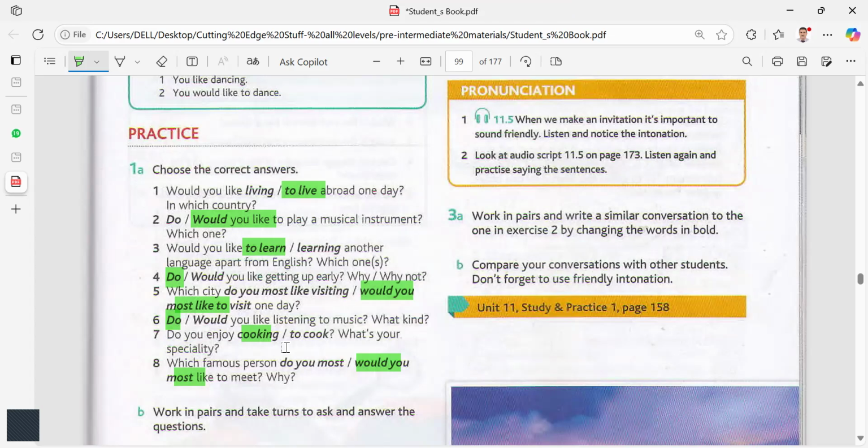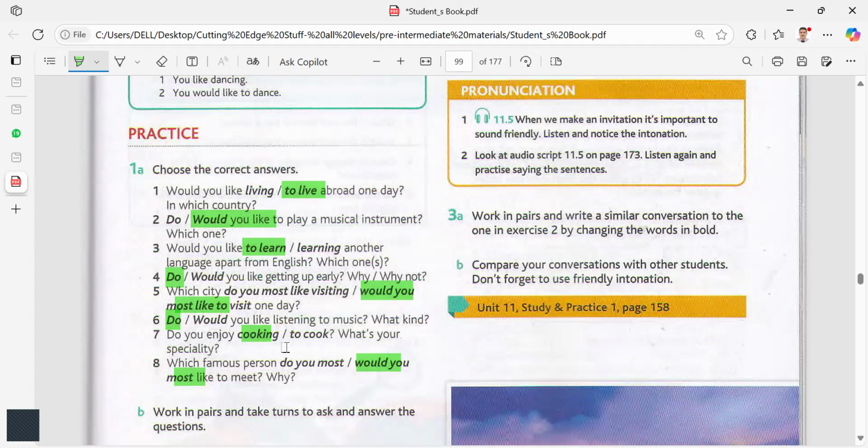Next. Do you like listening to music? Yes, I do. What kind? I listen to classical Arabic music, pop music. Yes, yeah.